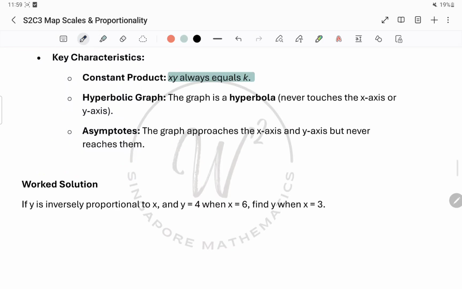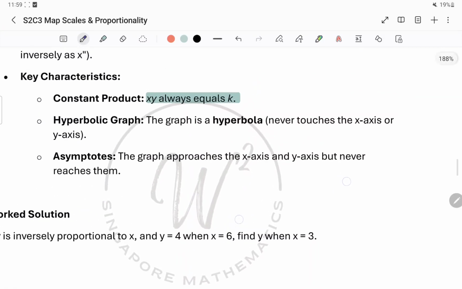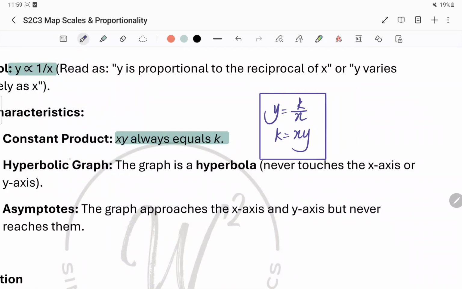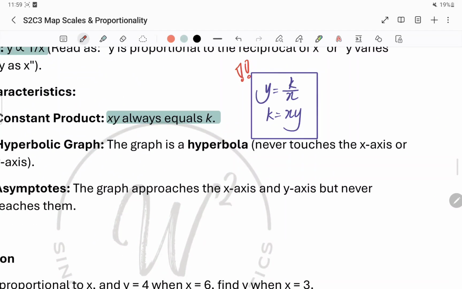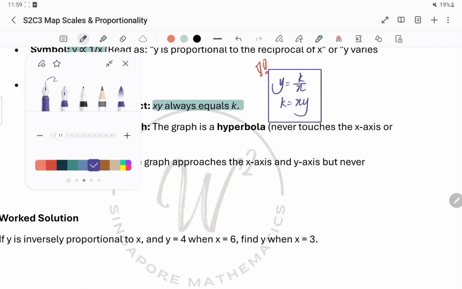So this means, for example, remember the first one that we mentioned, you need to find the value of k. How do we usually do it? y equals k over x. So when you make k the subject, you multiply x and y. This is important for you to find out the value of k. One is y over x, one is k equals y multiplied by x. Okay, and the graph is usually a hyperbola.